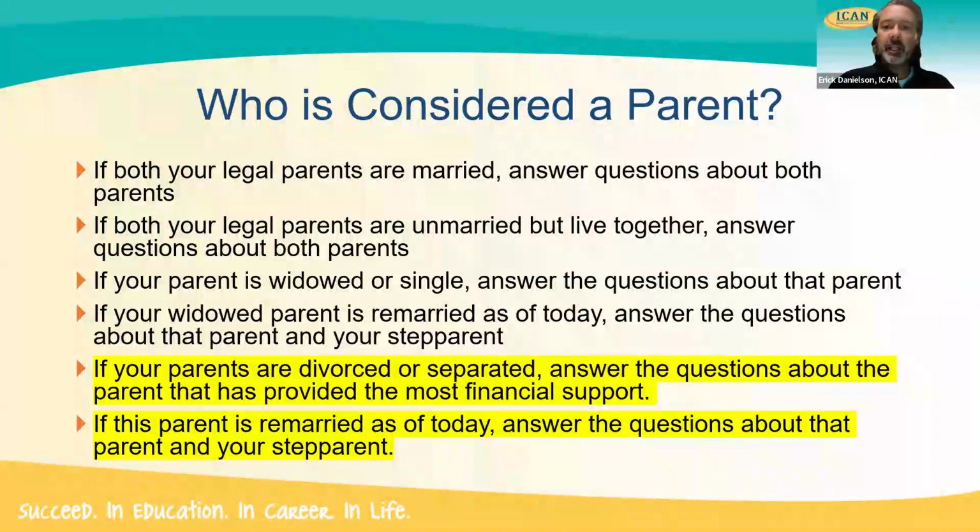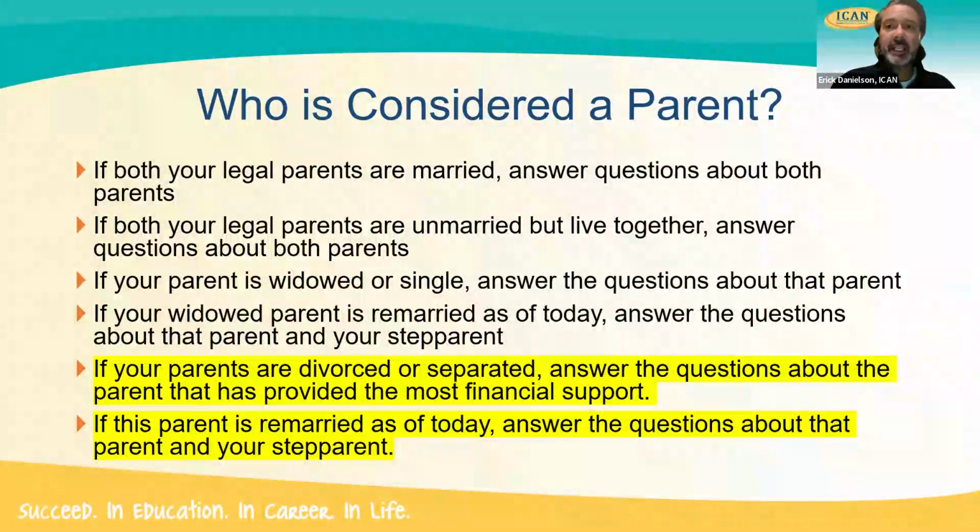If legal parents are unmarried but living together, we're going to answer questions about both parents as well. Now, this would be one example. If the legal parents are unmarried but living together, we need both parent information, but they would not have filed a joint tax return in 2023.